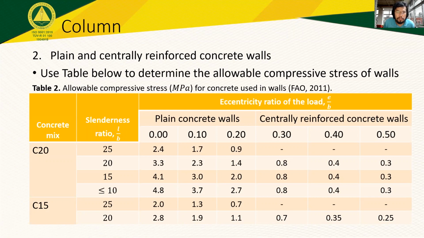Now, again, a table here is used for the determination of the compressive stress for different concrete mixes. This is not a complete table. The reader or the viewer is advised to look at the FAO reference material for the complete table. It's Creative Commons text, so anyone has access to that. The eccentricity ratio differs for plain concrete walls and for centrally reinforced walls.